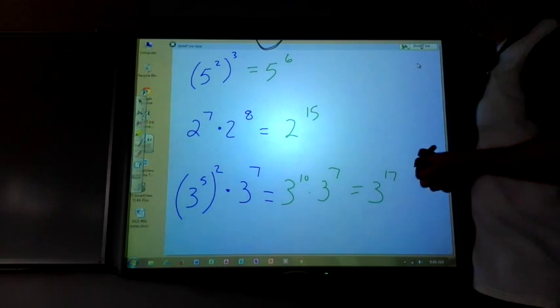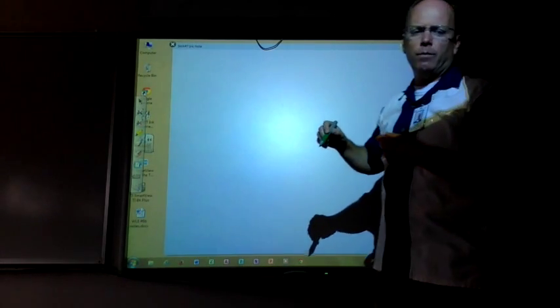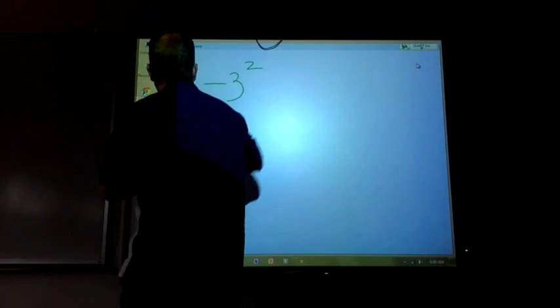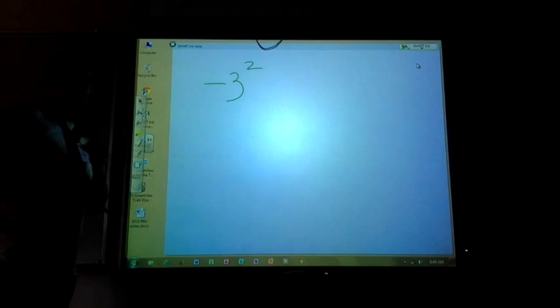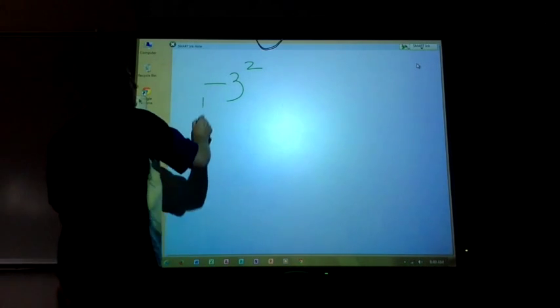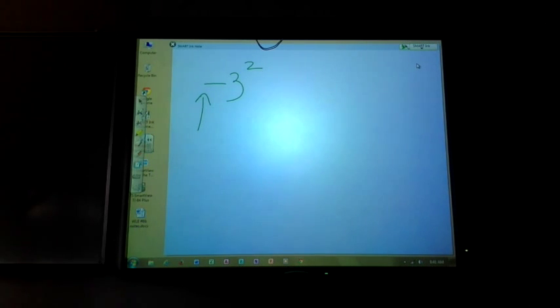All right. Last thing I want to cover real quick is this. Let's say I had -3 squared. What is 3 squared? 9. 3 times 3 is 9, right? But here's a problem. Is it -3 times -3, or is it the negative of 3 squared?